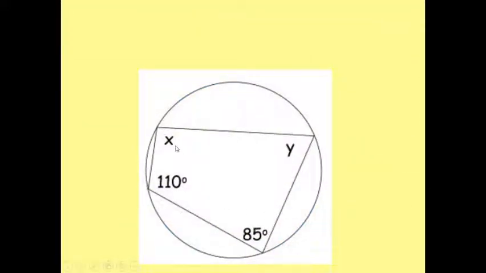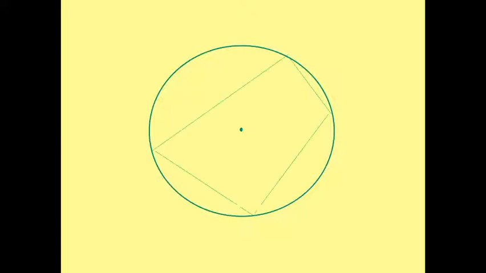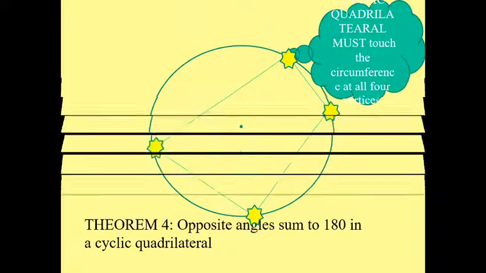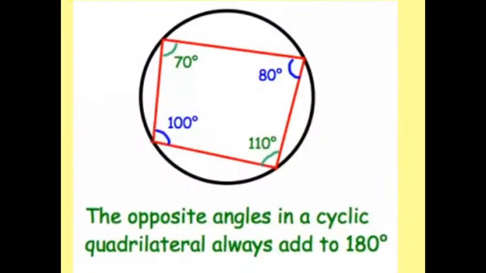Again, this is a cyclic quadrilateral, they all touch it, so if it's 110, that's y. I've got to do 180 take away 110, which means that one there's 70. But the same as this is 85, I've got to do 180 take away 85, which is 95. So that one's got to be 95. I think we get the idea of this. If you wanted to copy down, pause it and copy down this example so you know exactly what's going on.